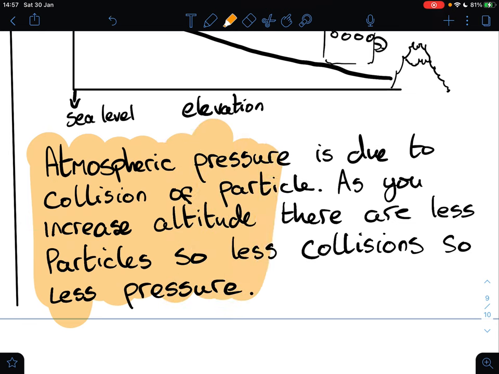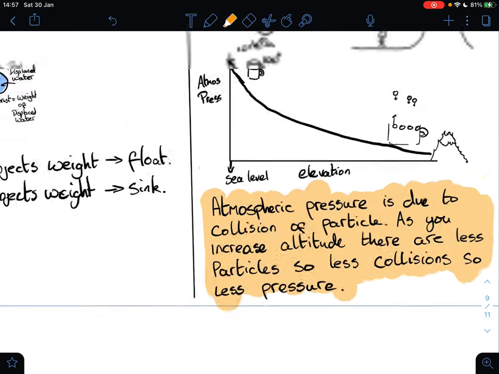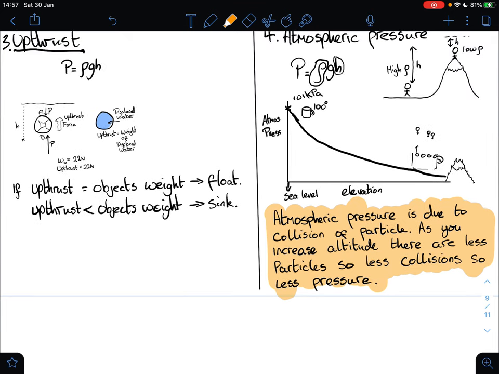Explain why atmospheric pressure decreases as you increase your altitude, and it boils down to pressure is caused by collisions of particles, and as you increase the altitude, there's less particles, so there are less collisions, which then results in less pressure against you. Okay, and that definitely concludes my second of the pressure lessons.